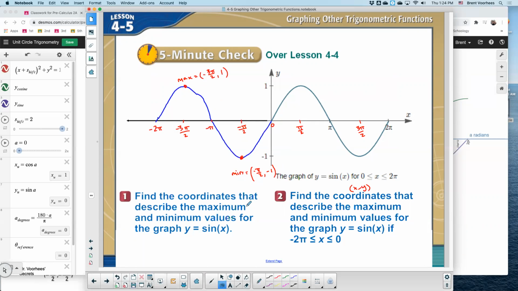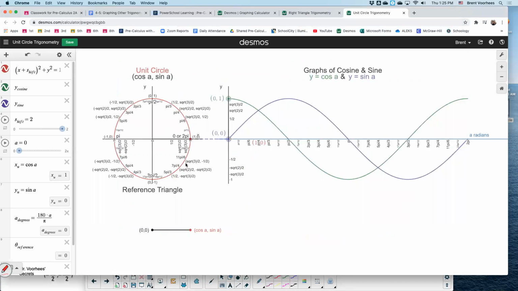Now, before I jump into the new stuff, I've done some work really after your class and right before the start of your class from yesterday. And what I produced over here is what I think is a really neat looking graph of the relationship between the unit circle, the graphs of cosine and sine, and I've added recently the reference triangle down below. So how does this work?